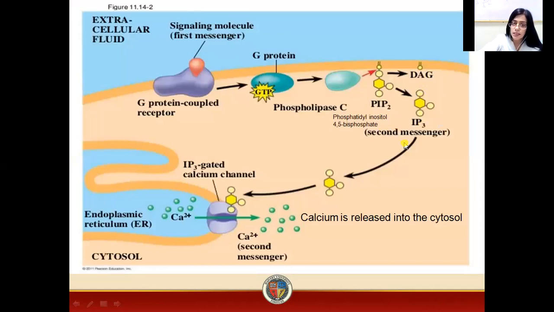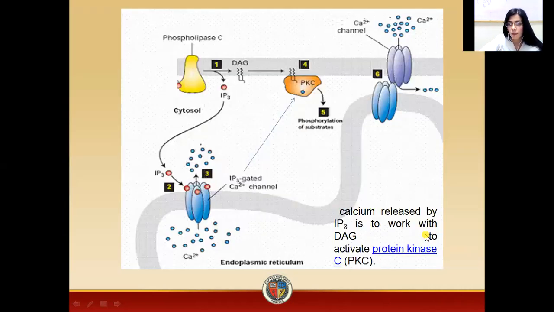This IP3 is now working with the endoplasmic reticulum. It is working on the calcium channels of the endoplasmic reticulum, on IP3 gated calcium channels. As a result of this, there will be activation of the calcium channel. There will be release of calcium from the endoplasmic reticulum into the cytosol. Now this calcium is released in the cytosol.